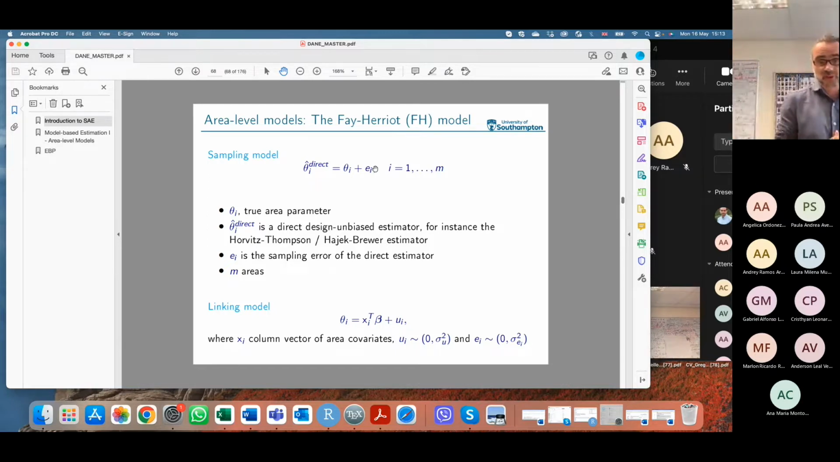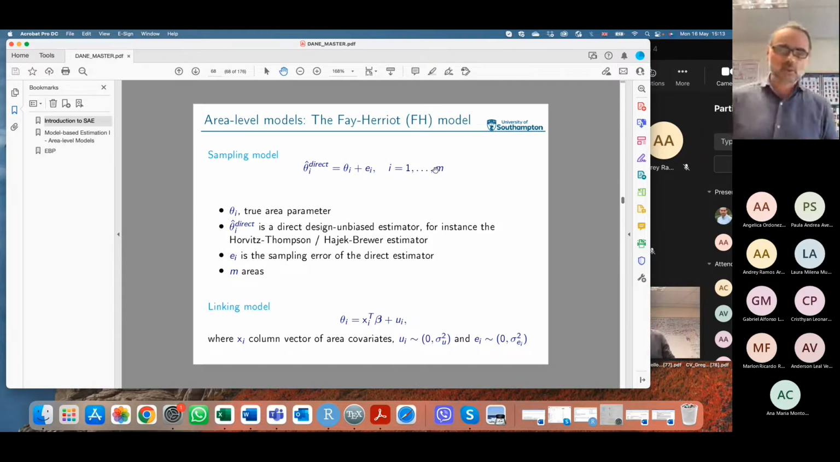It can be a Horvitz-Thompson estimator or a Hajek-Brewer estimator, and in this case we assume that we have M areas. So in order to apply the area level model, as we will see later today, what you need to have is one observation per area. You need the direct estimates of what you're measuring for each of the areas, and then you need observations on a set of covariates, and these observations are also defined at the area level.